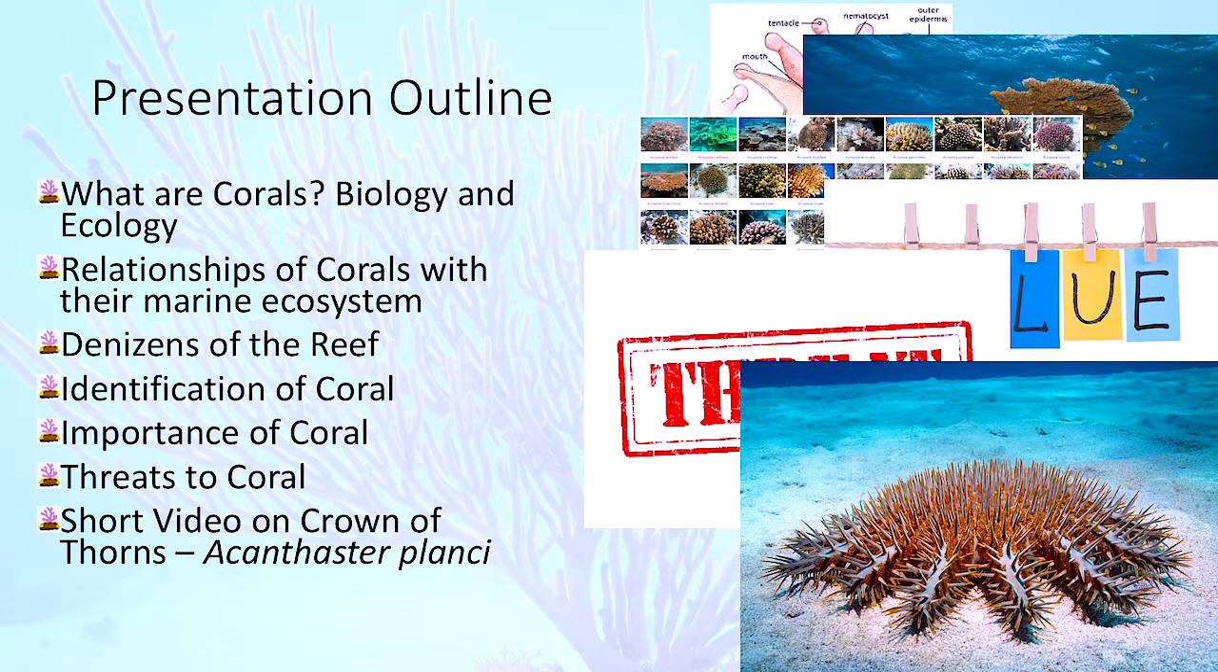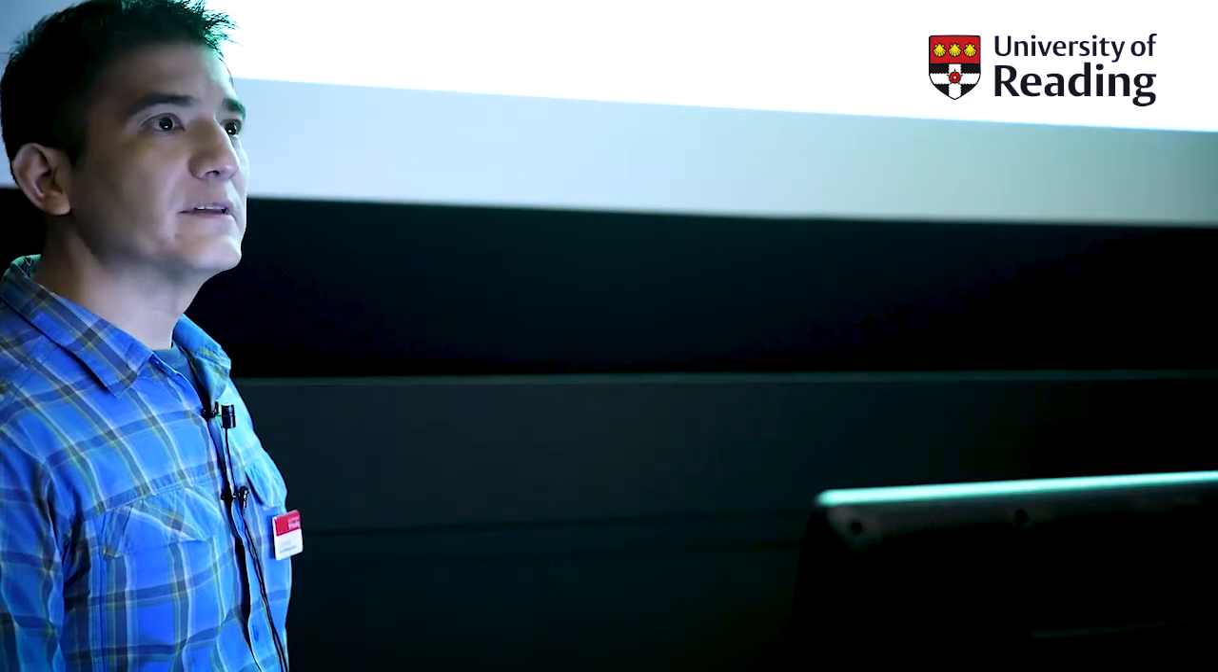As well, I'll finish the presentation talking to you a little bit about the threats which corals face now on the planet. And if I have little time at the end, I'm going to give you a brief talk about this starfish here, which is a pretty mean-looking thing. This is called a crown of thorns starfish. Its scientific name is Acanthaster planci, and I will go into a little bit of detail about how this starfish is affecting coral reefs around the world.